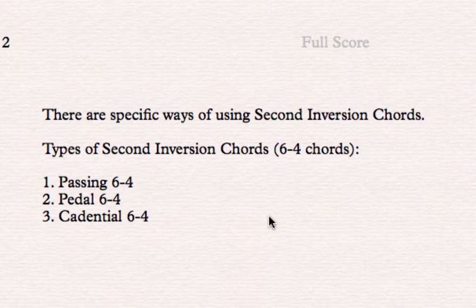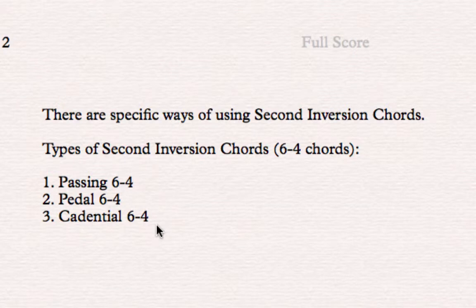Unlike the first inversion chords, which can be freely used, using the second inversion chords is different. You will have to be very careful because there are specific ways of using second inversion chords to be stylistically accurate in emulating classical music. There are three types of second inversion or 6/4 chords. They are the passing 6/4, pedal 6/4, and the cadential 6/4.